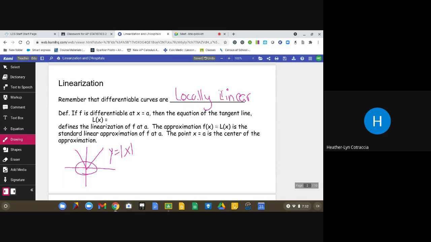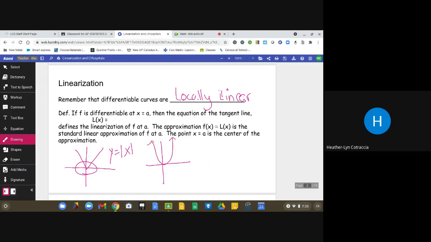It will always have a corner there because the derivative from the left does not equal the derivative from the right. The derivative from the left is -1. The derivative from the right of 0 is +1. And that will always be the case. We know that a derivative exists if the left hand and the right hand derivative are both the same.